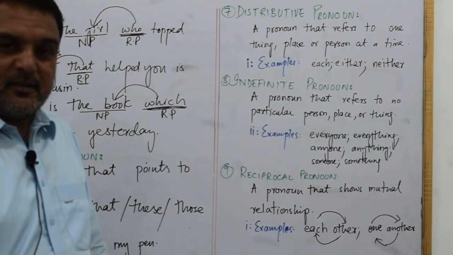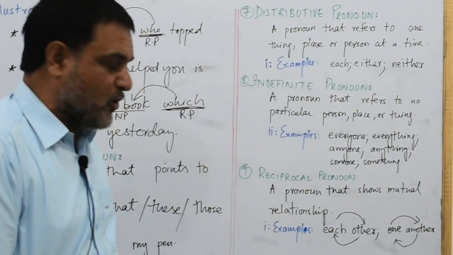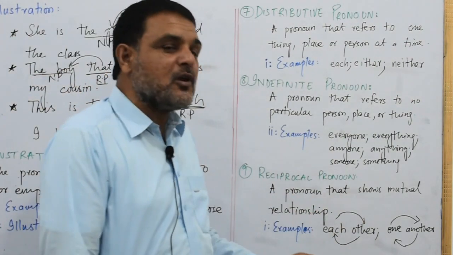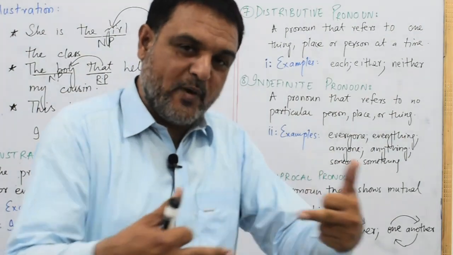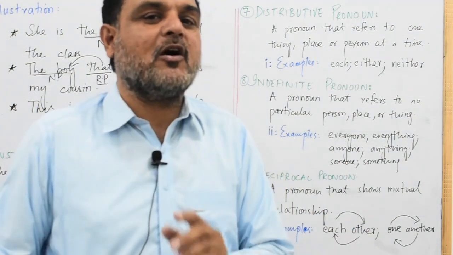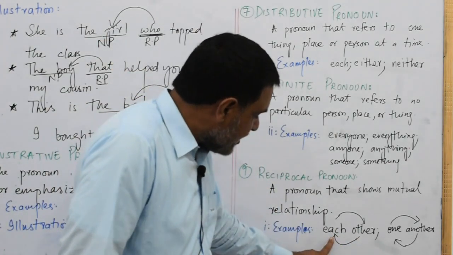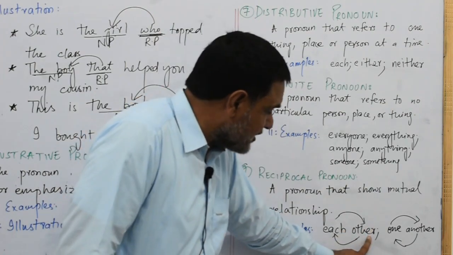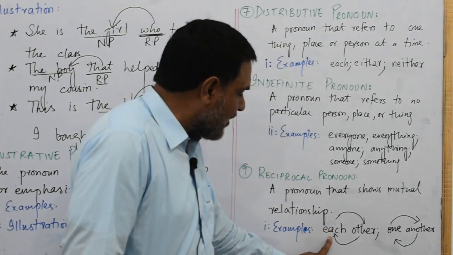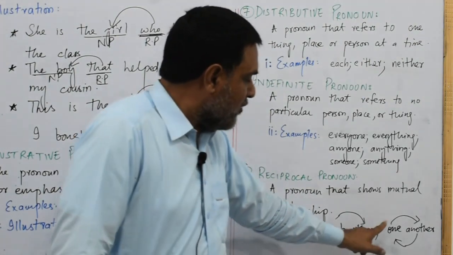And then the last but not the least is the reciprocal pronoun. What is a reciprocal pronoun? A pronoun that shows a mutual relationship, a two-way relationship. And there are normally two words, and both of them are called pronouns. One, each, other. Each is a pronoun, other is also a pronoun. But because they are interconnected, this will be called a reciprocal pronoun and this will also be called a reciprocal pronoun.